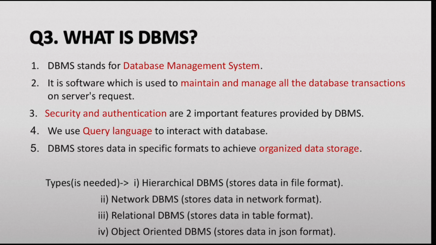You can also mention the types of DBMS, which are hierarchical DBMS, which stores data in file format. Second is network DBMS, which stores data in network format. Then relational DBMS, which stores the data in table format. And last, object oriented DBMS stores data in JSON format.